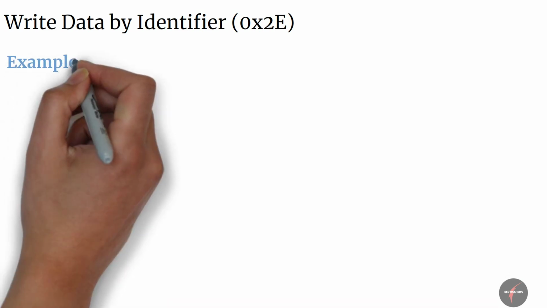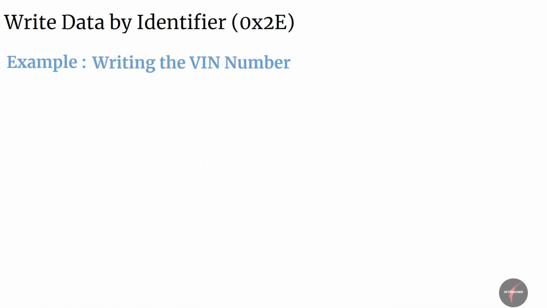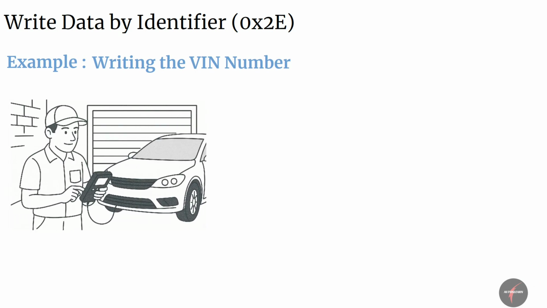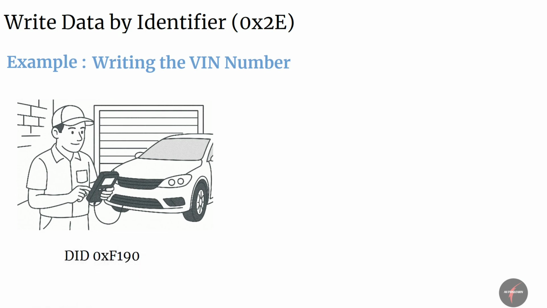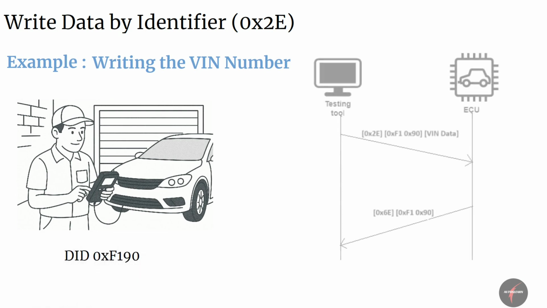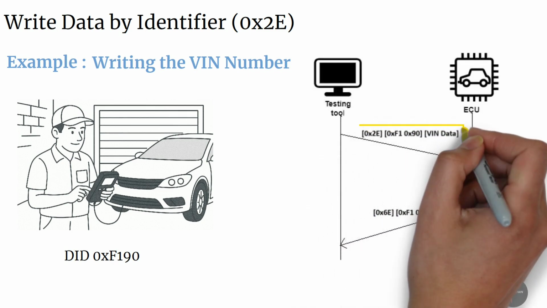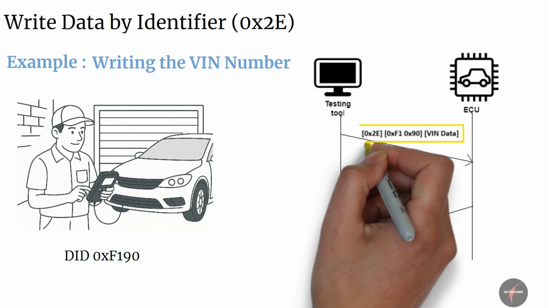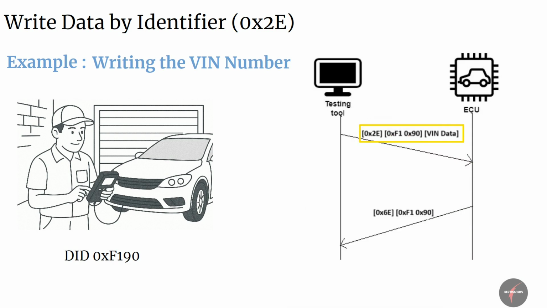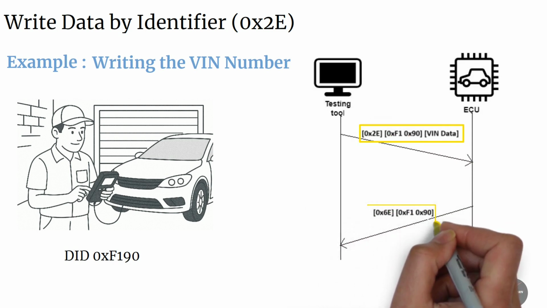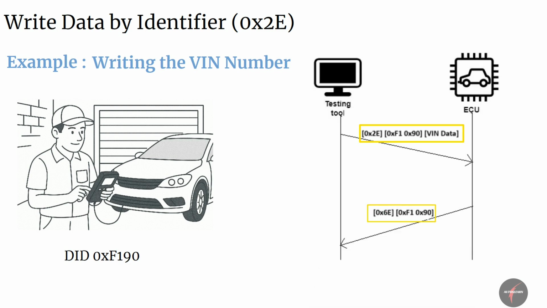Let's look at an example such as writing the VIN number. Let's say the client wants to write the VIN, which is usually mapped to DID F190. The request would look like this. Client request 2E F190 followed by the VIN data. Server response 6E F190. This tells us that the server accepted and completed the write operation.